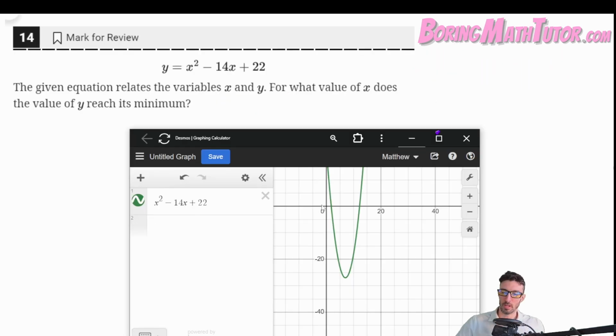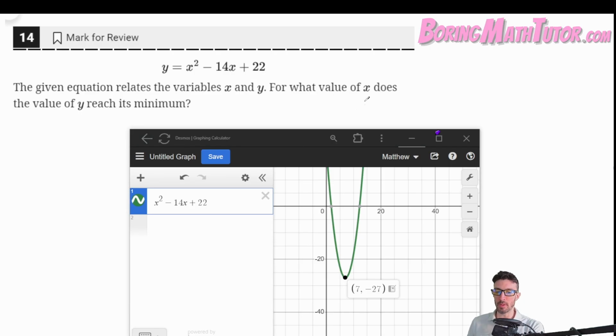It's a joke that I even need to include this problem over here, because all you gotta do is go to Desmos, click at the bottom, and say the value of x where that happens is 7. That's when y reaches its minimum. So y is at the smallest when x is 7.